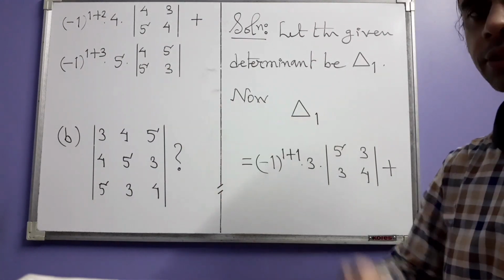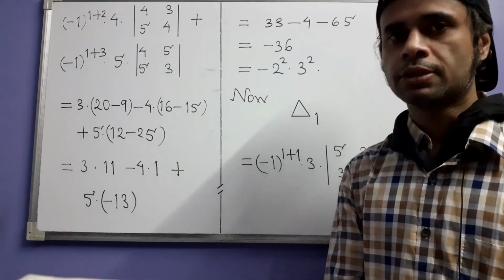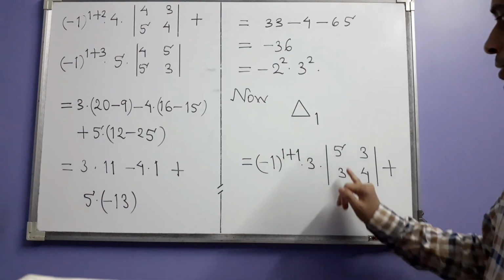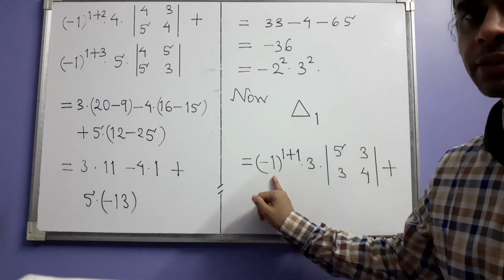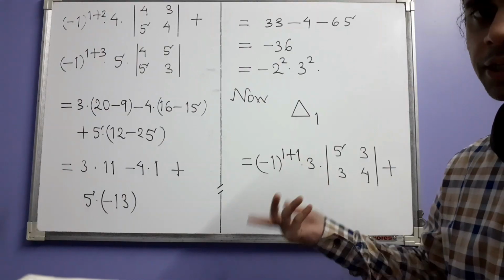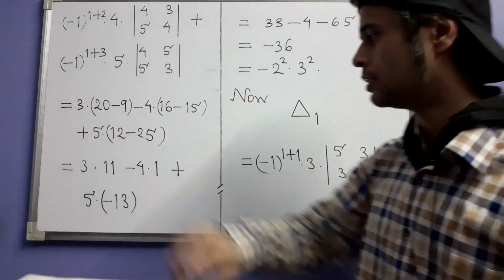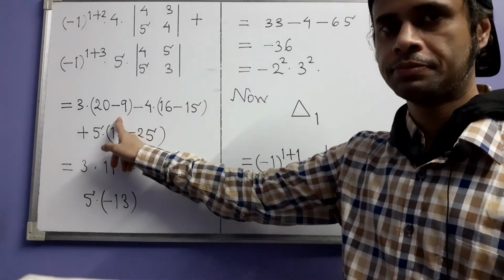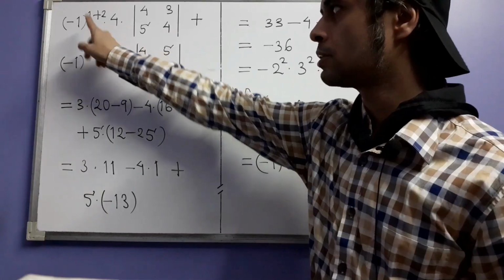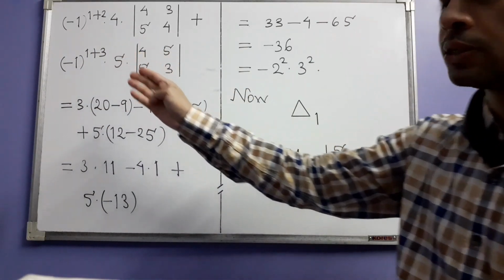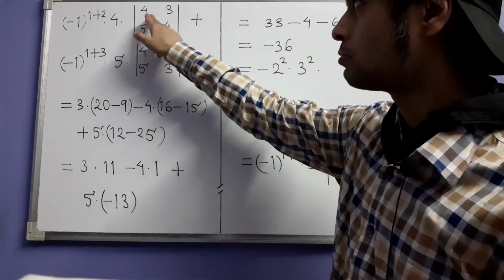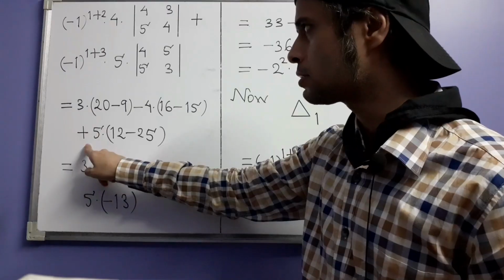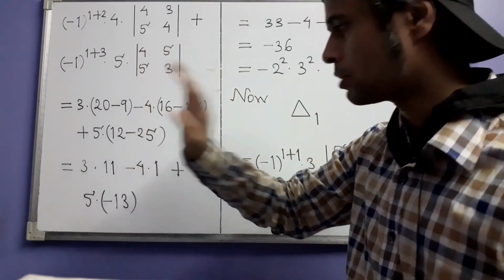Alright, and now we can continue the calculation. Okay, so next we do the calculation. What is this first? This is plus 1 because 1 plus 1 is 2. So that means we will have 3 here. And this one is 5 times 4, 20, minus 3 times 3, minus 9. Just like that, this next one will be minus 1 because 1 plus 2 is 3. So minus 4 is outside, and inside we have 16 minus 15.